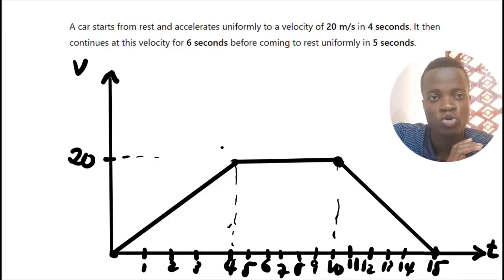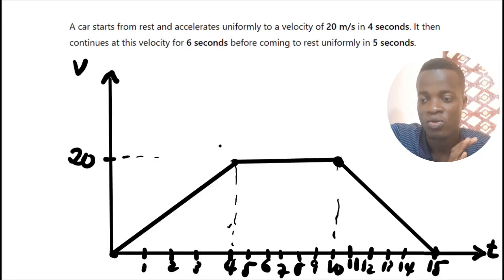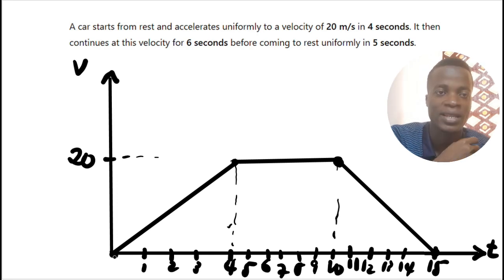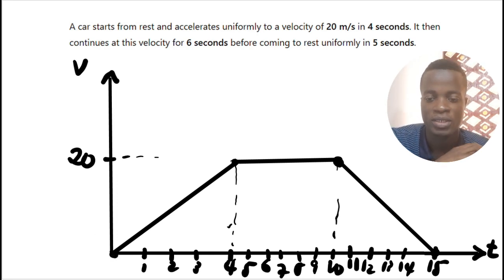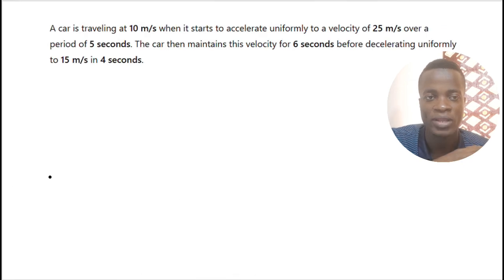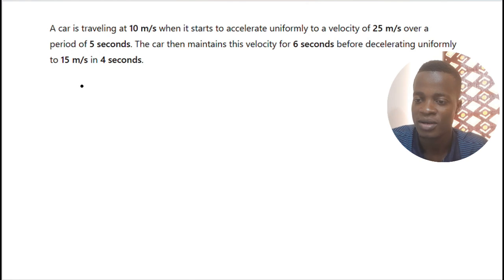This is the last question that we solved in the previous session, where we looked at a case where the body starts from rest. If it starts from rest, we have to start the graph from the origin. So in this section, we are going to look at other examples where the body does not actually start from rest. So this is the first example.